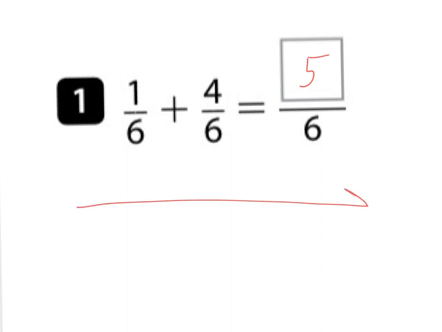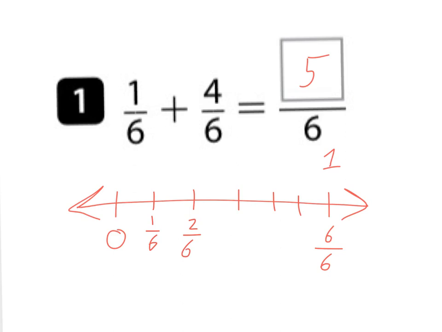Alright, I'm going to quickly show you a number line here. You have 0 and you have 6/6, or 1 whole, because the same numerator over the same denominator is always 1 whole. And then I'm going to add 1, 2, 3, 4, 5. This is 1/6, 2/6, 3/6, 4/6, 5/6, and 6/6.